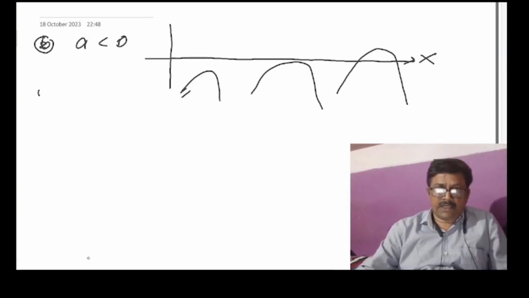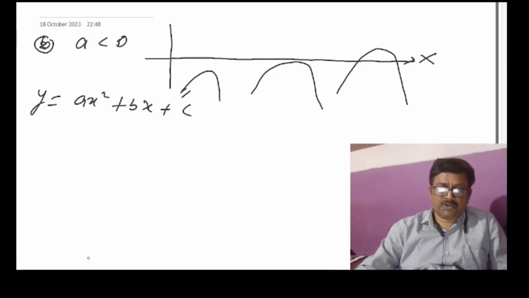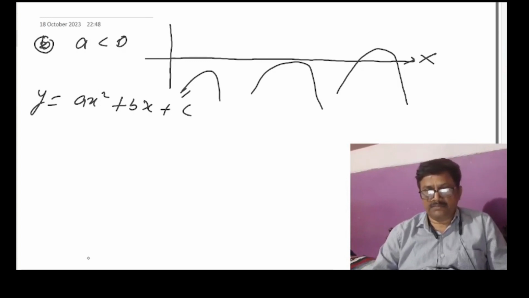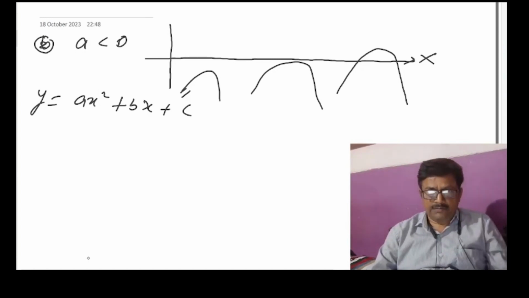In a quadratic expression, y equals ax square plus bx plus c, if this a is positive, then the opening will be upward, and if this a is negative, the opening will be downward. Now I come to concept number 2.